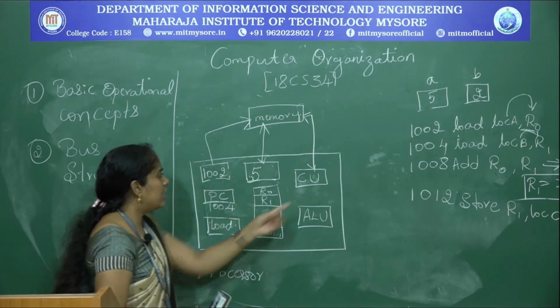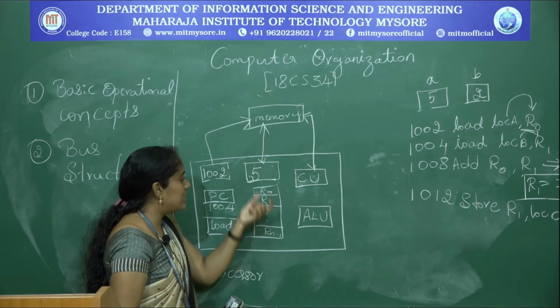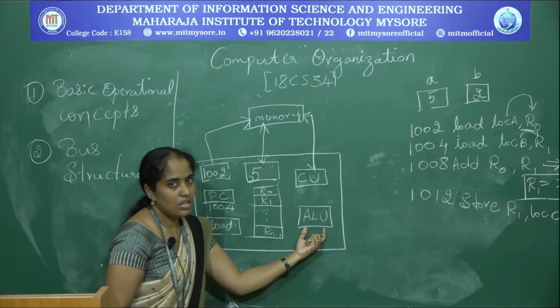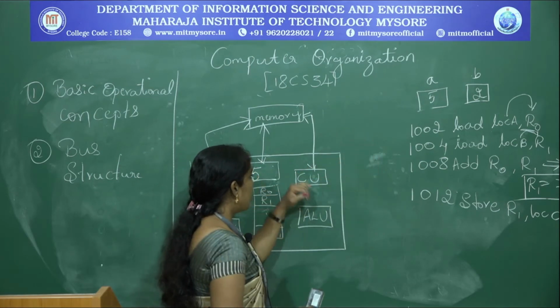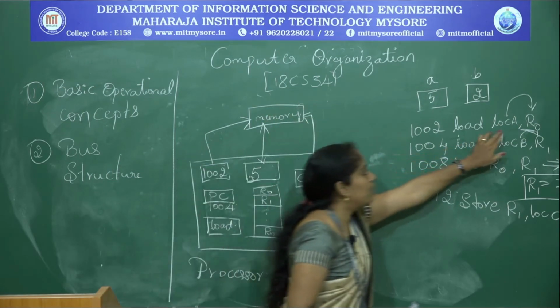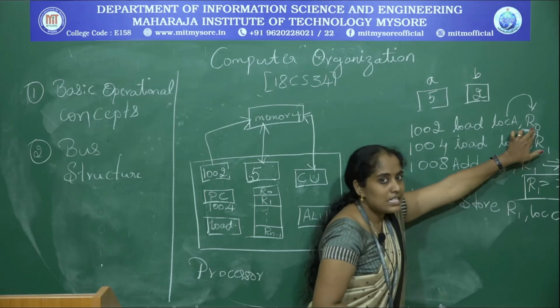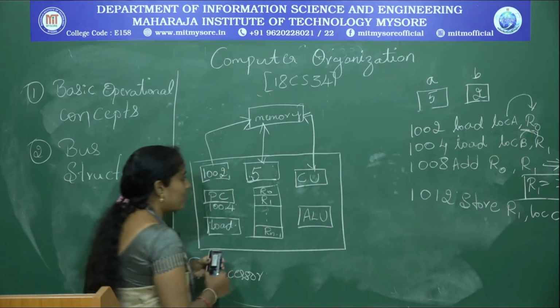Now again CU will check. So does this 5 need a register or ALU? Yes. So for this confusion again, now your CU will check the next word. Which is the next word? It is R0, right? So now R0 is a register.